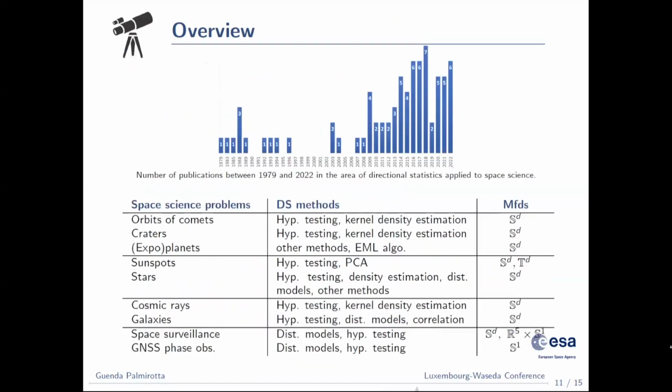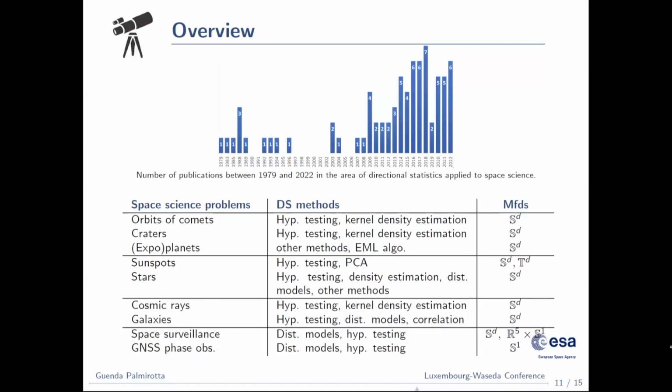So let me give you an overview. Here you can see in the first picture the publications. There was really a boom in 2000. But you can see it is really like an evolution, and I hope that it will continue in this way and really use directional statistic tools and theory for space science problems.